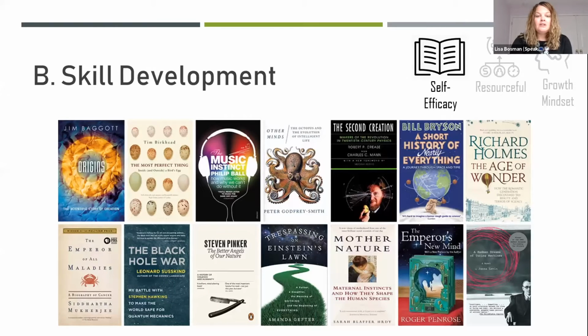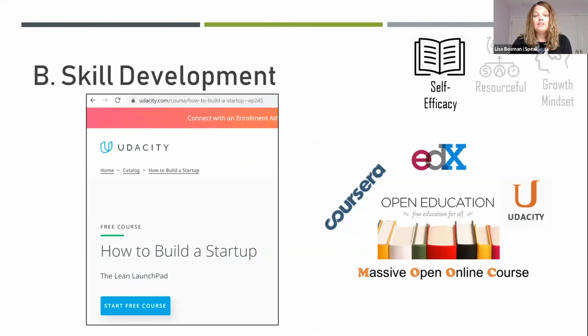And so if students are into physics, here are some examples. If it's a physics course, here are several different books to offer students that can really connect or offer a different perspective than what's offered within the classroom. Another example is through MOOCs, the massive open online courses.